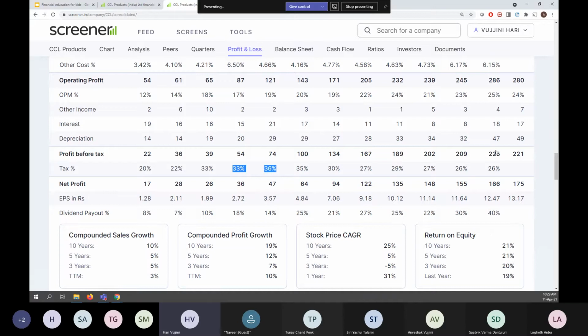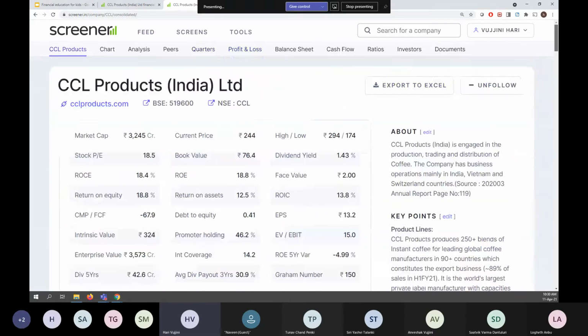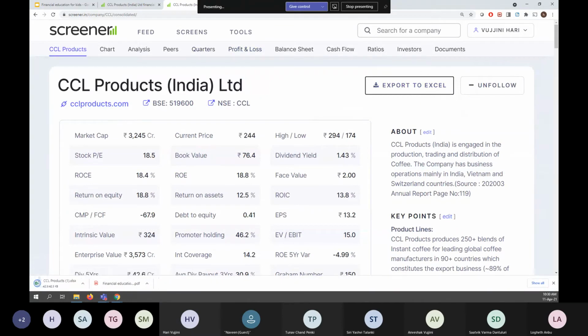So then, once you subtract 26% of tax from the profit before tax of 225, you get 166 net profit. Okay, and then EPS is earnings per share. So earnings per share, you remember we talked about the number of shares outstanding for a given company. So for this company, there must be, let me see. I'm trying to get the number of shares outstanding.